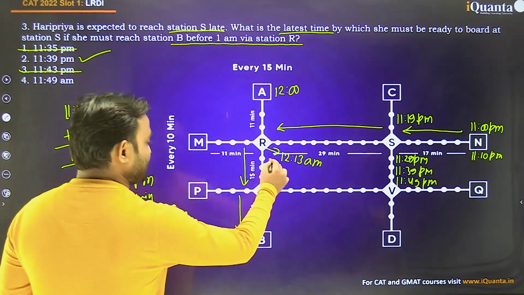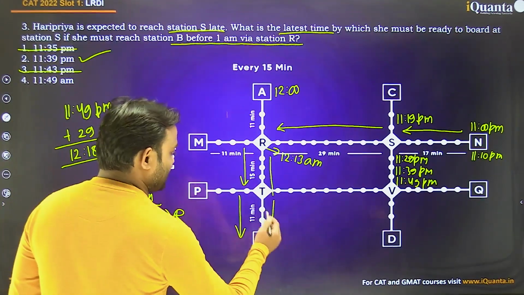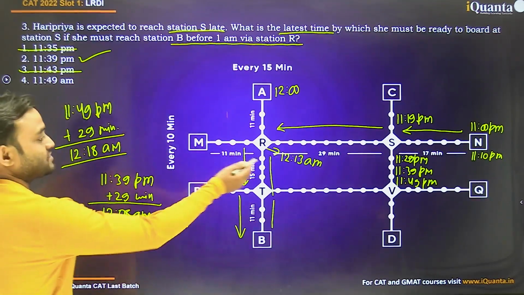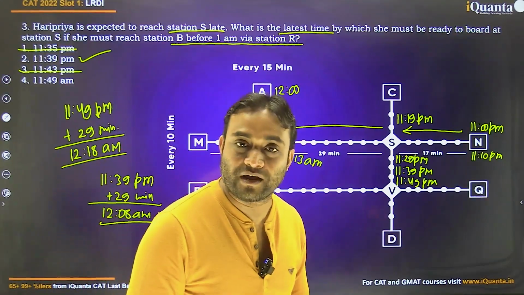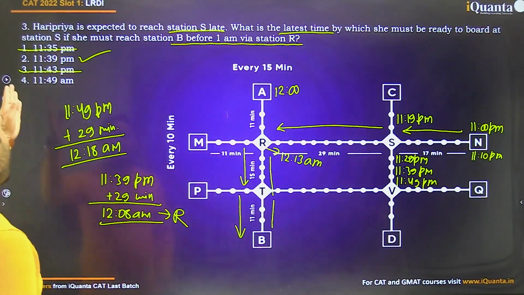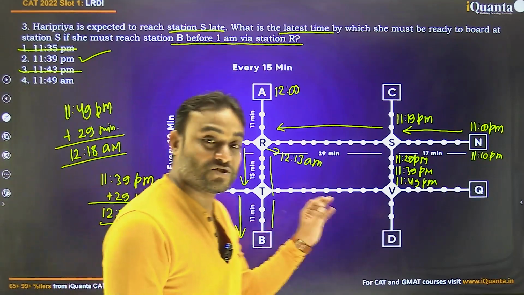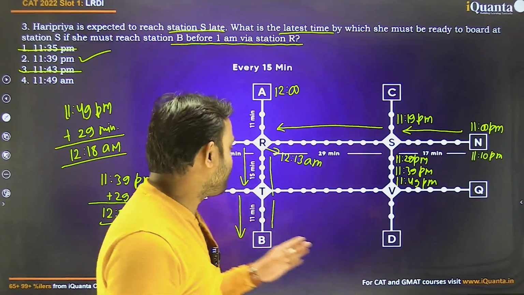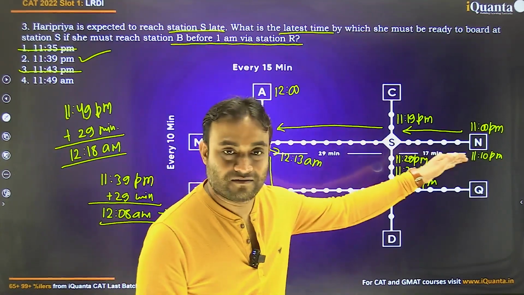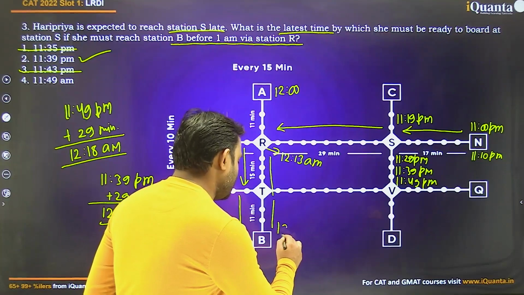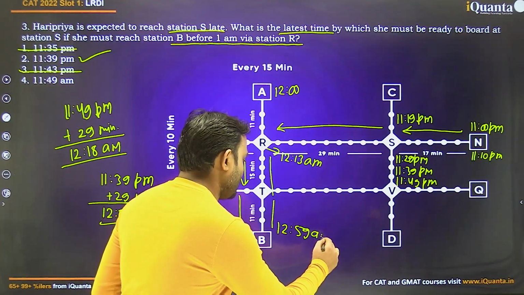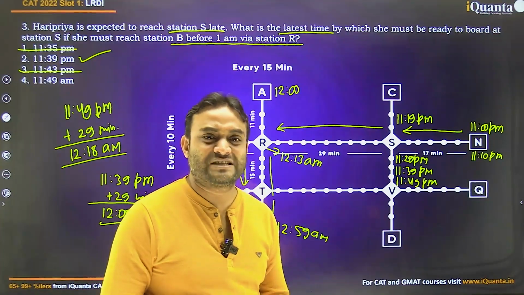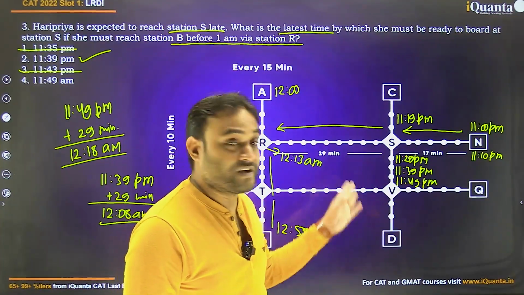From there, it will take 17 minutes plus 11 minutes, which is 28 minutes. 28 plus 12:13, definitely before 1 a.m., right? So our answer is 2. So this question could be difficult if you go back from this side. Like if you take 12:59 a.m. and you backtrack from here, this could become a lengthy, messy question. But in this way, it becomes very easy.